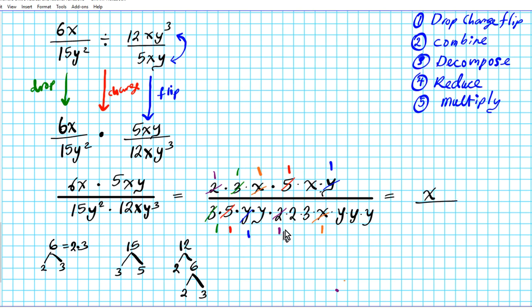In the denominator, you just have 2 times 3. Oh, there's a y there, times y times y times y. 2 times 3 is 6. You have 4 y's multiplied by each other. That is y to the 4th power. Okay? So this, ladies and gentlemen, is how you divide rational expressions.